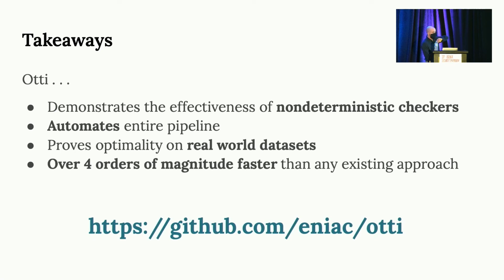But Otti is still pretty good. It uses non-determinism pretty aggressively and effectively to reduce proof sizes. It automates away all the optimization math, all the zero-knowledge math, the conversions between tools you have to do. And it generates proofs of optimality that are practical for real-world applications, and it does this much better than any existing approach. All of our code and our artifact is available online.